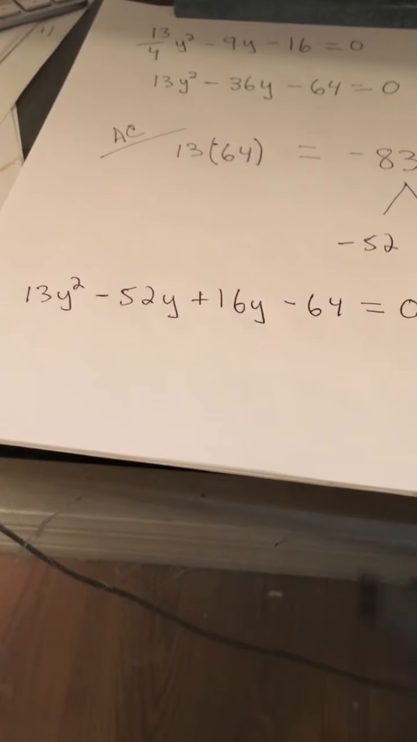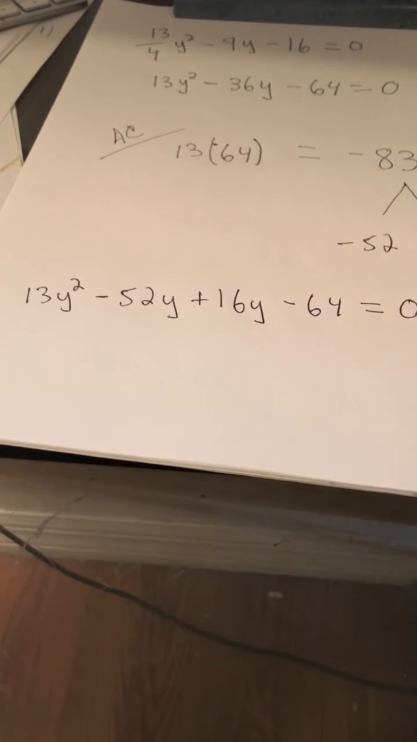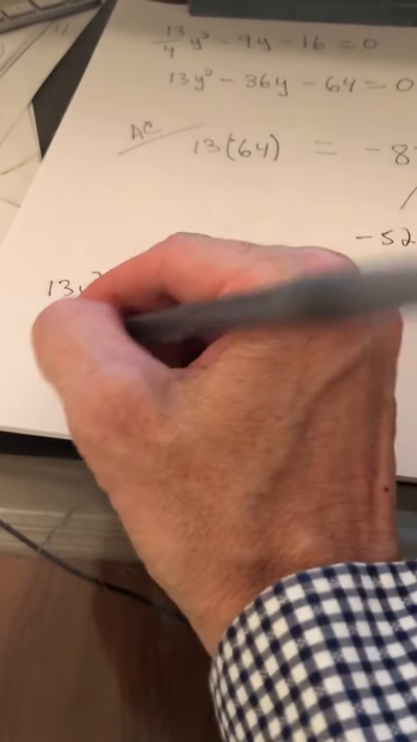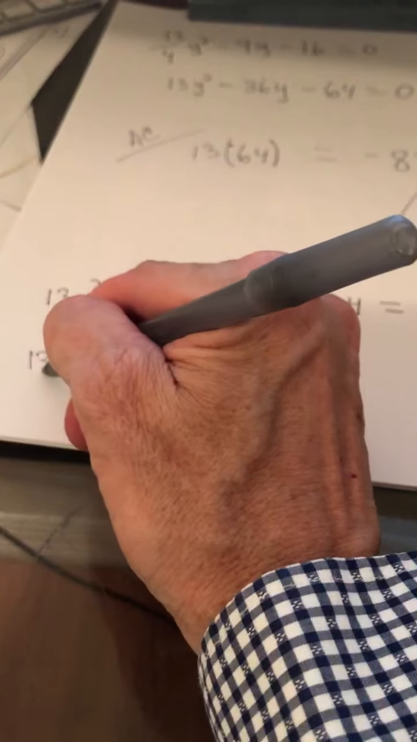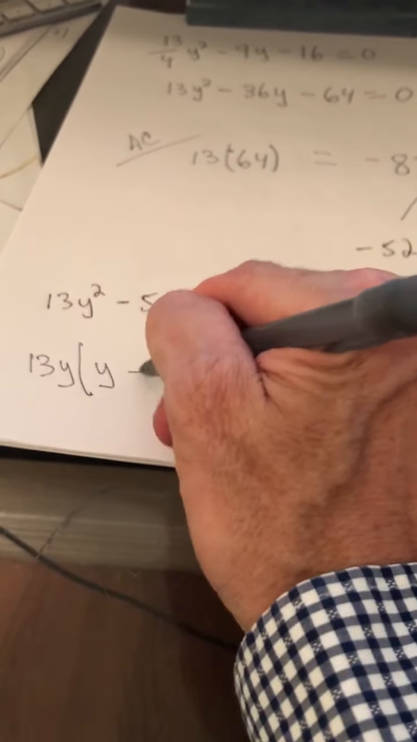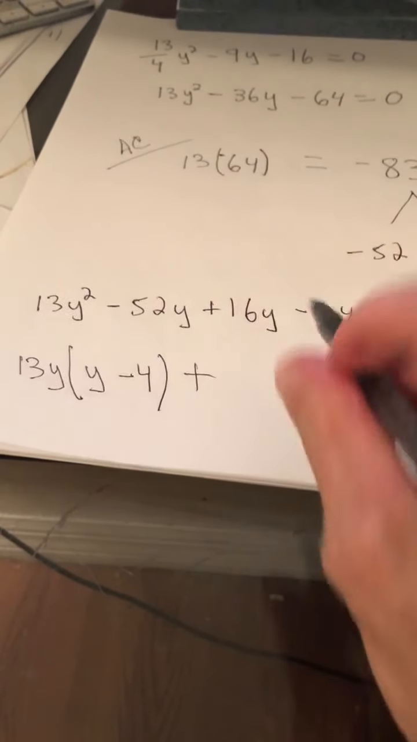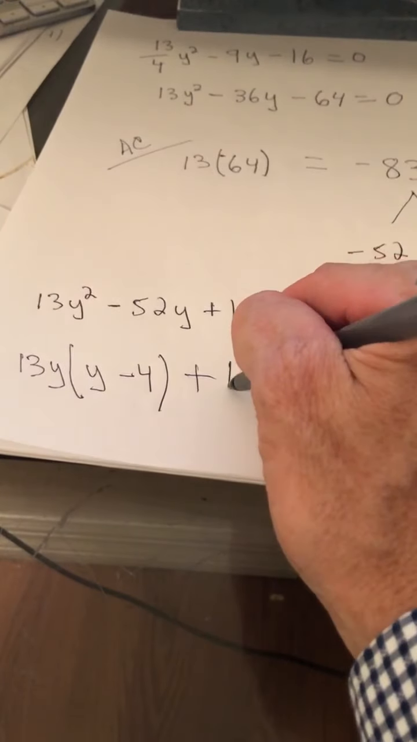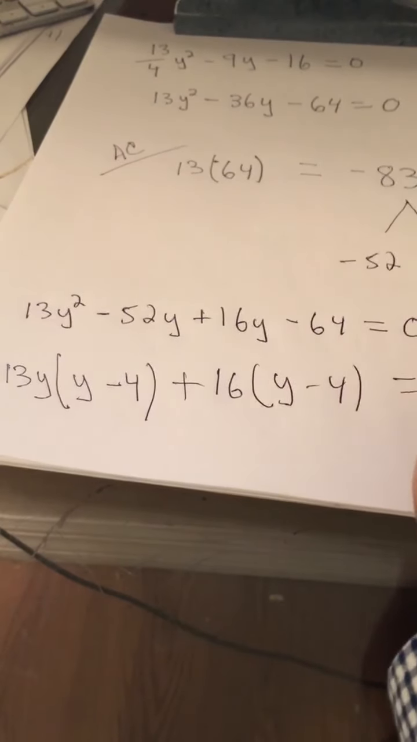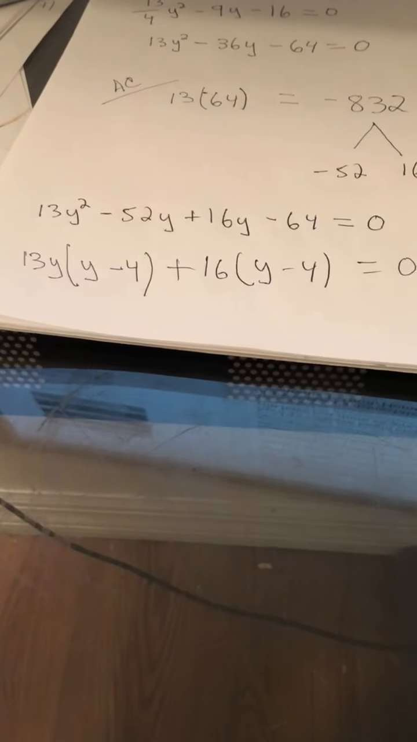So from the first 2 terms, I know I can take out a 13, because I know that 13 times 4 is 52. So I actually can take out a 13y. So I have 13y times y minus 4 plus, from the second 2 terms, I can actually take out 16. So I have 16 times y minus 4. So notice what happened. Now I have a common binomial. That's really good.